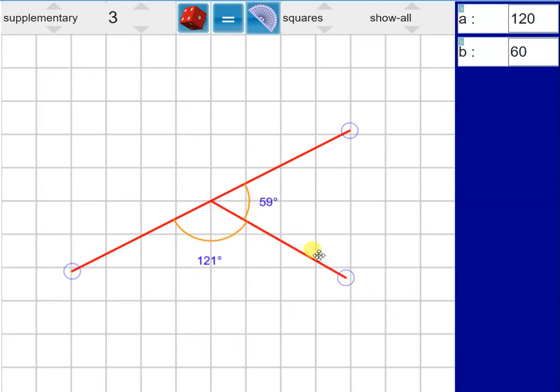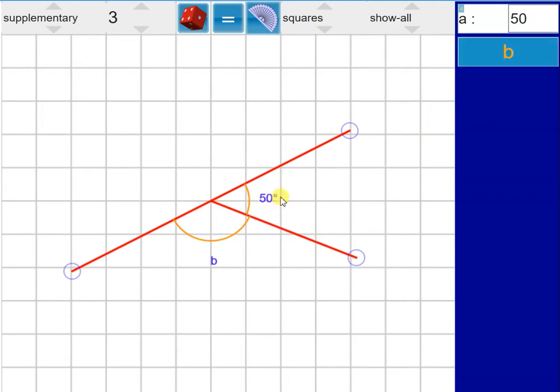So if they've given you an angle, so perhaps they've given you this angle is 50 degrees, can you work out angle B? Well, if you spot that it's on a straight line, you know all you need to do is 180, take away 50, and that will give you angle B, 130.